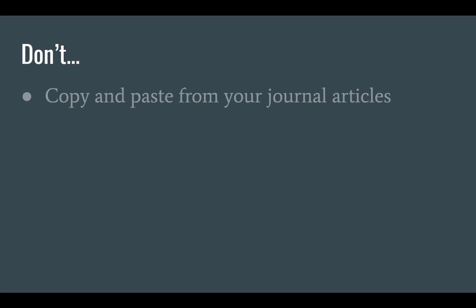So first, the don'ts. When you're writing your literature review, don't copy and paste from your journal articles. This is plagiarism. It will get you a 0. It's not worth it. So we are trying to get information from the different journal articles, but don't just select a sentence that you like, copy it, and paste it into your literature review. You need to put it in your own words and then cite it.